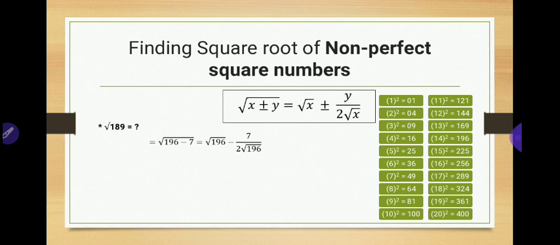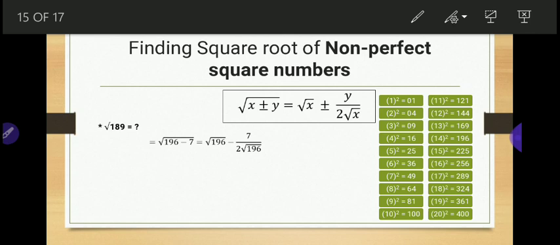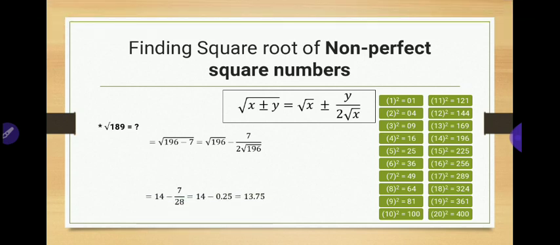Next problem: if you want to find the square root of 189, what is the nearest perfect square value to 189? For finding the nearest perfect square value, you need to know these two columns of squares, isn't it? The nearest perfect square value to 189 is 196. 196 minus 7 will be 189. Therefore you can use that formula with a minus sign, and you will get the answer for this question as 13.75.